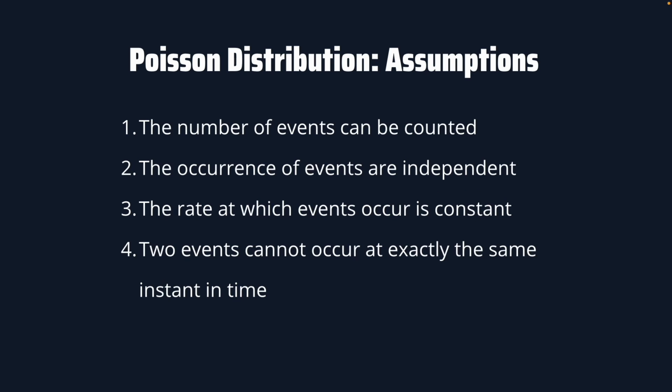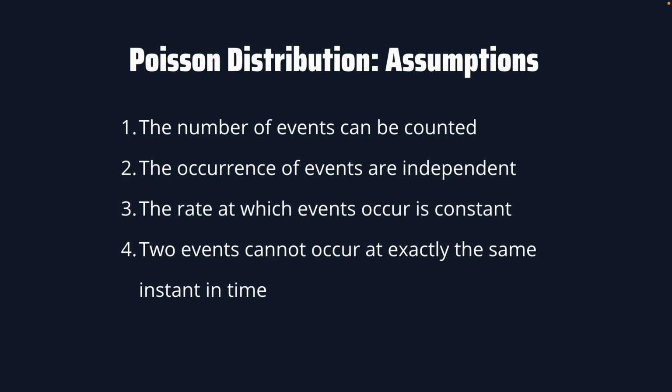Now, before we choose any distribution, we have to make sure that we're following the assumptions that these distributions have. For the Poisson distribution, we have 4 main assumptions. The first one is that the number of events can be counted. If we consider an event as a goal, then we can count the number of events because we can have 1 goal, 2 goals, 3 goals in a match, and we cannot have 1.5 goals or 3.5 goals. So we can count the number of goals. So number 1 is correct.